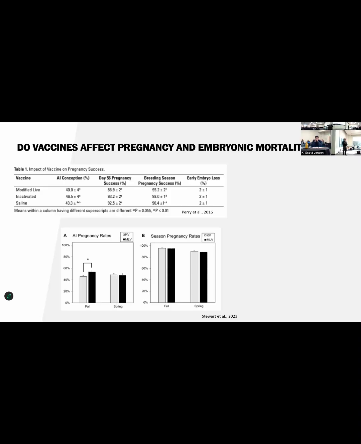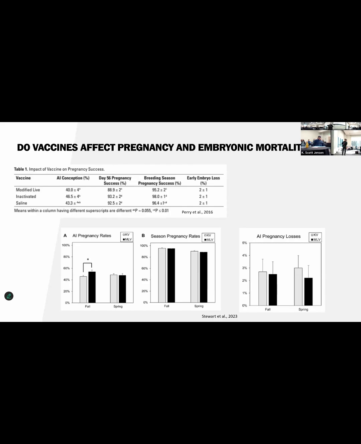Now, other studies say that's not the case. Here, pregnancy rates were actually better in these fall calving cows that got modified live compared to those that got killed. And similar in spring, same thing for season-long pregnancy rates. And this study saw a decrease that was not statistically significant. So basically no difference in embryonic mortality or pregnancy losses in those cattle.